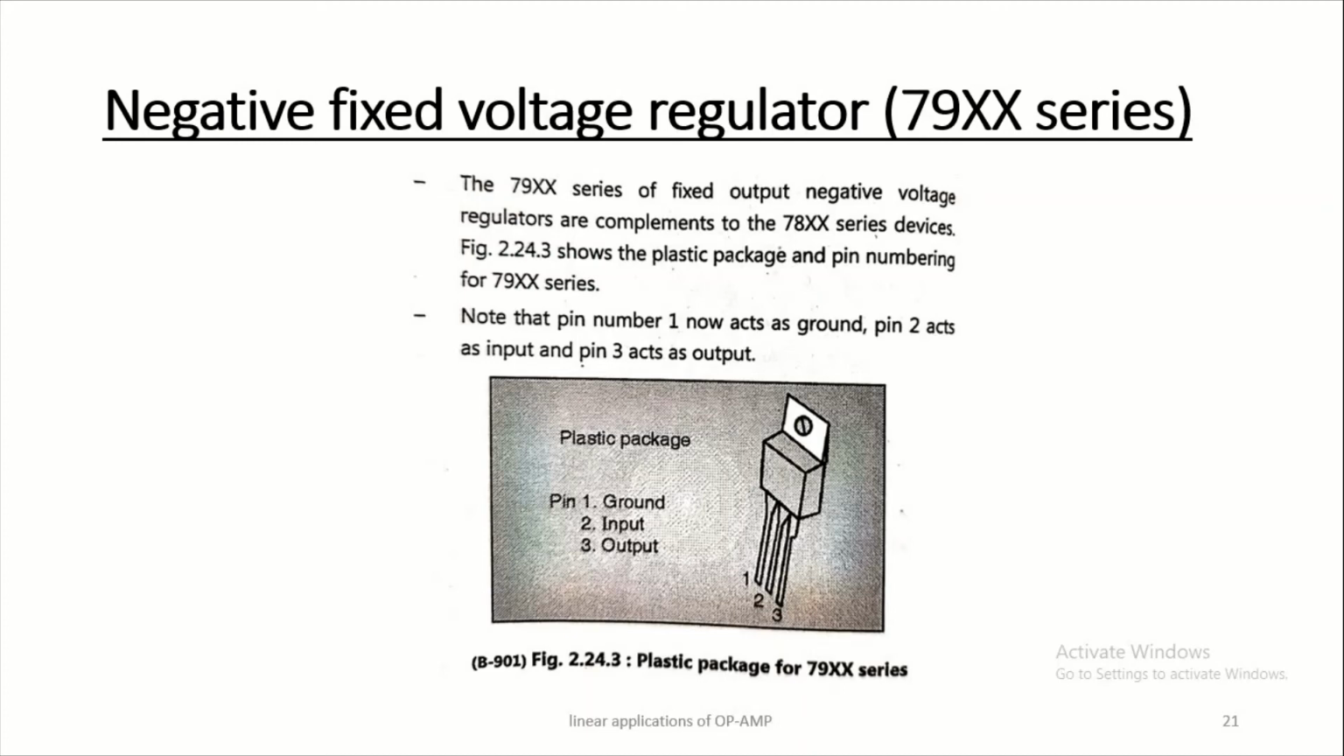The 79xx series is a fixed output negative voltage regulator, a complement to the 78xx series devices. The figure shows the plastic package and the pin numbering for the 79xx series. Note that pin number 1 now acts as the ground, pin number 2 acts as the input and pin 3 acts as the output. But in 78xx, 1 is the input, 2 is the ground and 3 is the output. It means pins 1 and 2 are interchanged for the 79xx series compared to the 78xx series.